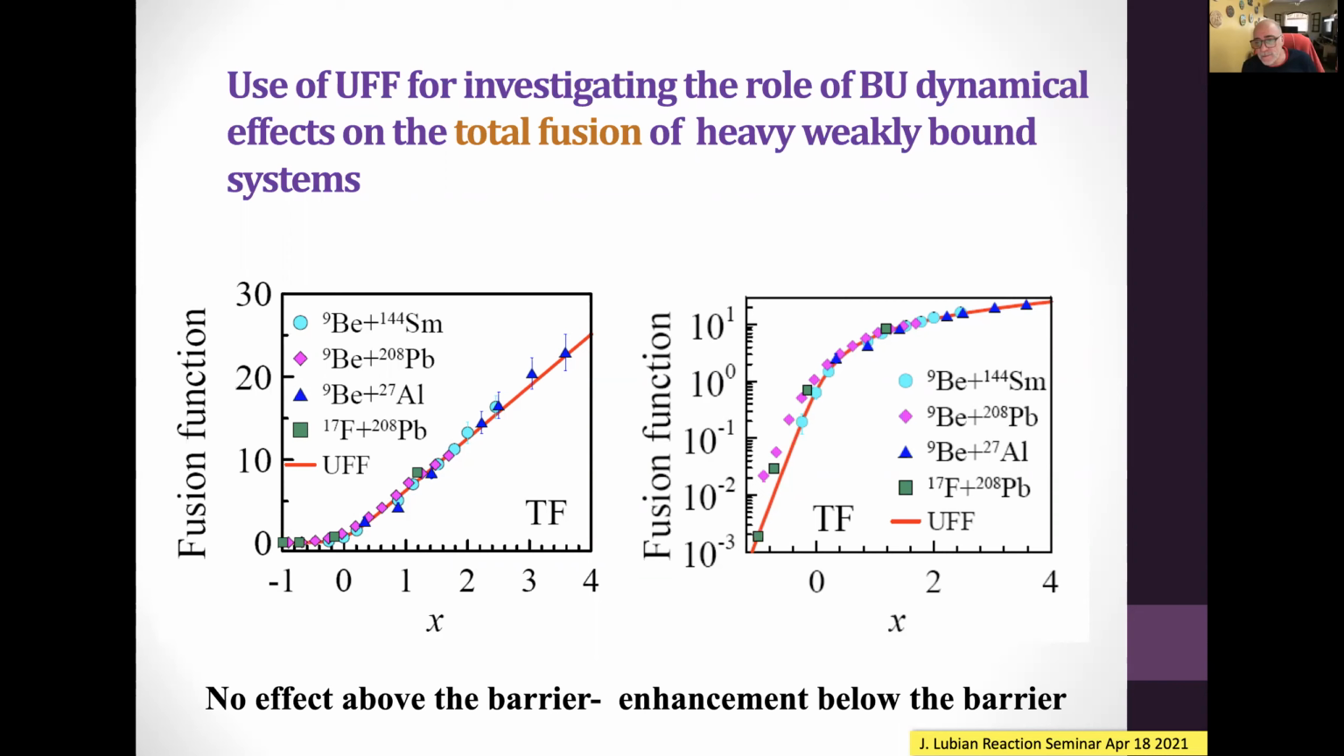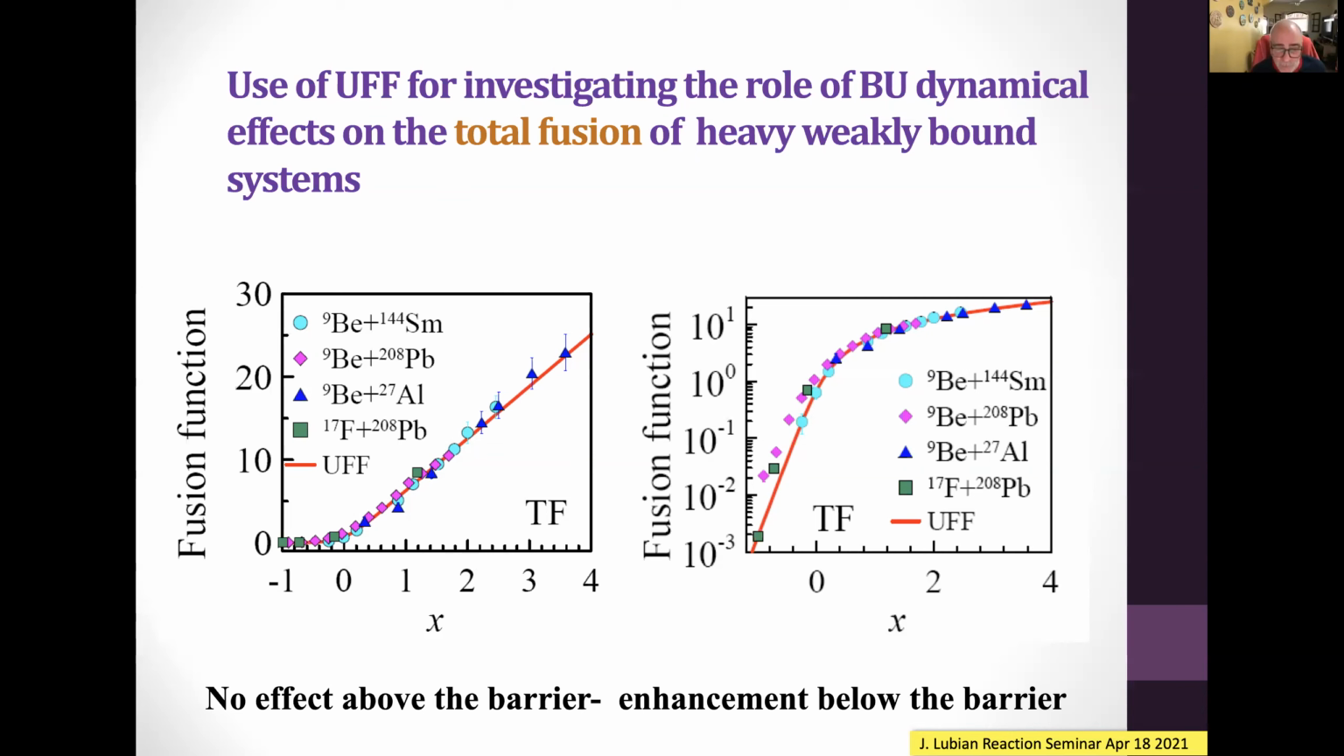So in the case of weakly bound nuclei, we include only the ground state and the excited states of the targets. No transfer. So no continuum, no transfer. So the effect we could see here is the entangled effect of the transfer and breakup, in fact, not only breakup, okay? So what we see is that above the barrier, there is no effect.